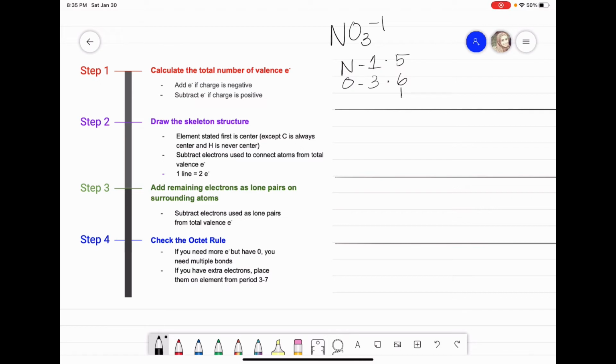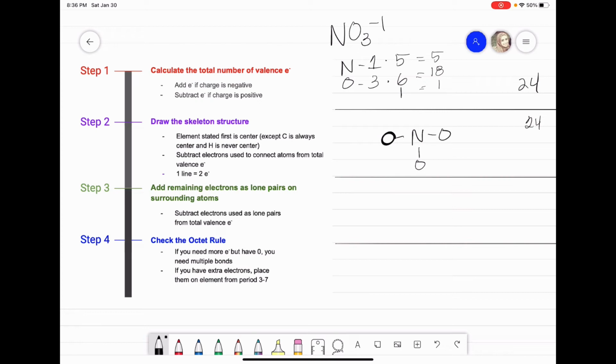So if it's positive, you subtract an electron. If it's negative, you're going to be adding an electron. Okay, so here you have 5 plus 18 plus 1. So my total here is 24. Okay, so my total is 24. So I'm going to draw it here. Okay. So in this case, nitrogen is going to be in the center. It's written first. And I'm going to draw the oxygens surrounding it like that.